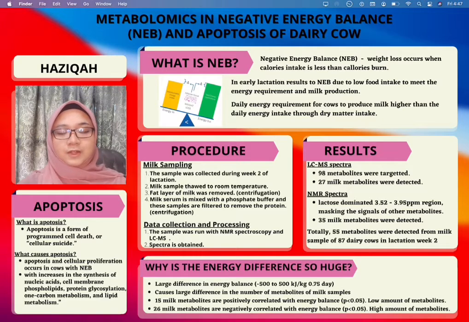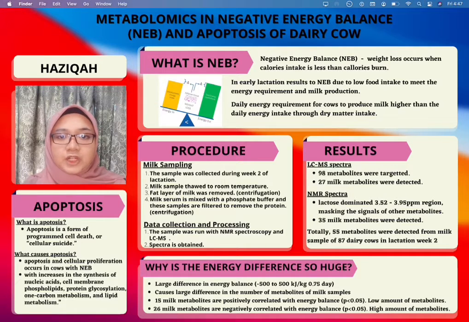One of the effects of severe negative energy balance is apoptosis and cellular proliferation. Apoptosis is a form of programmed cell death or cellular suicide. Apoptosis and cellular proliferation occur in cows with negative energy balance with increases in the synthesis of nucleic acid, cell membrane phospholipids, protein glycosylation, one-carbon metabolism, and lipid metabolism.